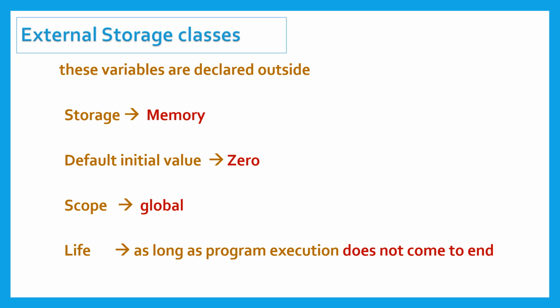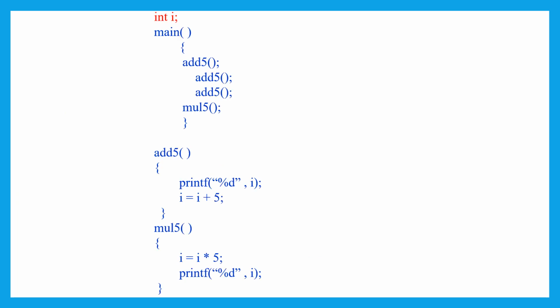Fourth one is the external storage class. External storage class variables are accessible to all the functions in the program. So this will be declared outside the main function, and if there are multiple functions in the program, the variables will be accessible to all of them alike.